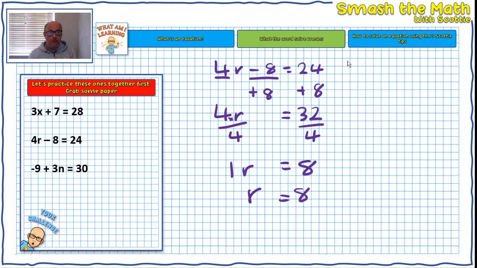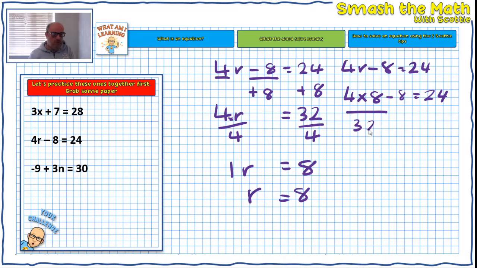Again we check. Let's check this one. 4r minus 8 equals 24. So I've got 4 lots of r, or 4 times r, which is 8. Minus 8 should make 24. So let's have a look. 4 times 8 is 32. Minus 8 is definitely 24. So r is equal to 8. So I've solved this equation. I've found out what r is.